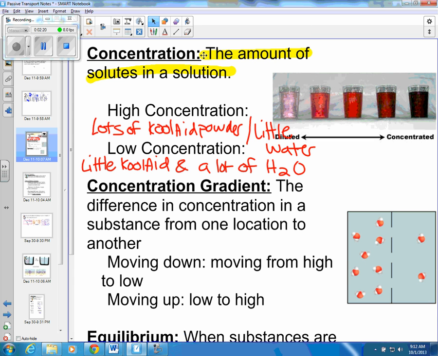So if you guys take biotech, you will spend so much time making concentration in solutions. Okay, so this seems like we're simplifying it with Kool-Aid, but it's actually something that is very, very important to science.